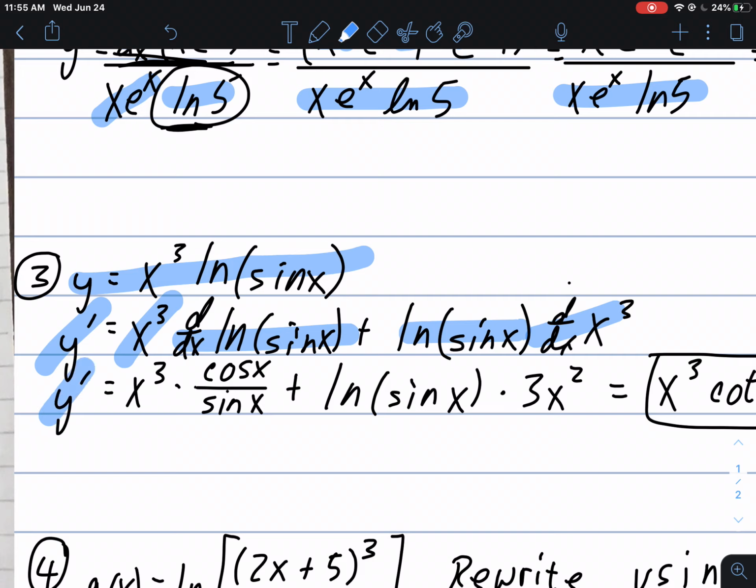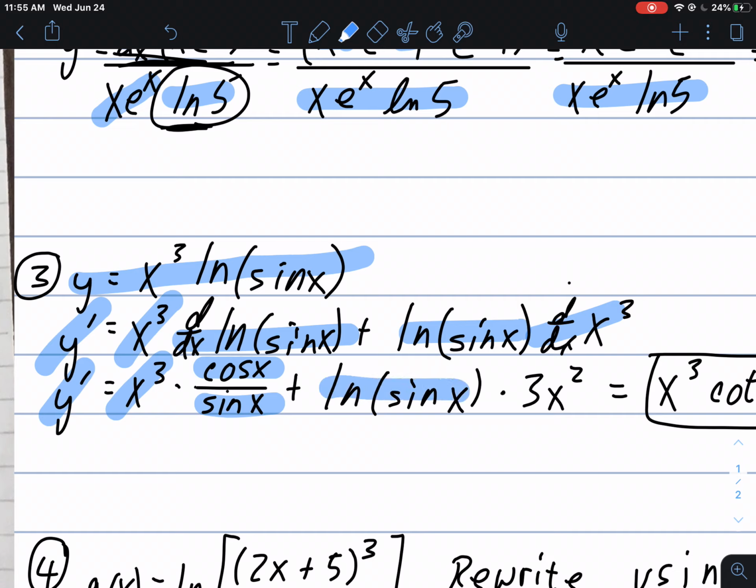All right, so here's our y prime, x cubed. It's fine, carry it down. I need to differentiate the natural log of the sine of x. Differentiating a natural log function, it's the derivative of the argument, the derivative of sine is cosine, over the argument. So the derivative of ln of sine of x is the derivative of sine, which is cosine, divided by the argument, which is sine.